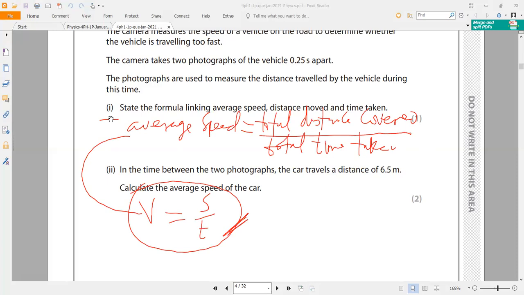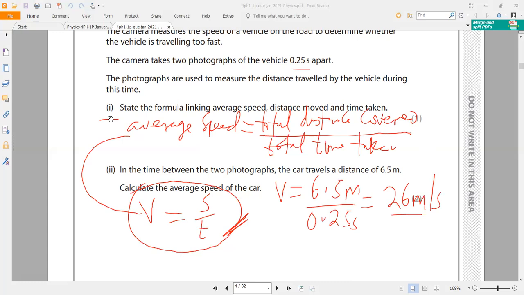Next, calculate the average speed of the car. From here, you can easily calculate it. We are given that the distance covered is 6.5 meters, and the time, remember, is 0.25 seconds. On calculation, we have 26 meters per second. So we have also solved this question. Let me clear this.